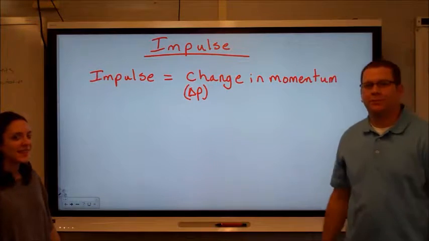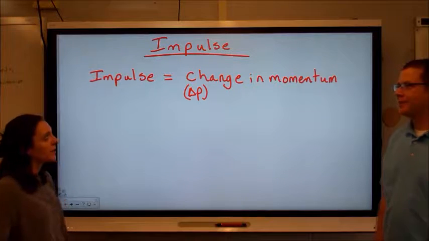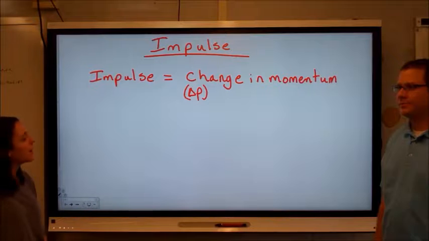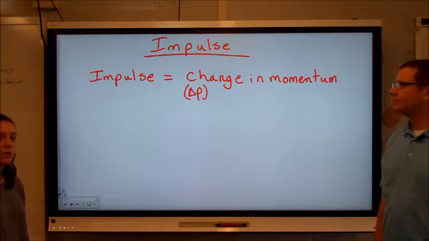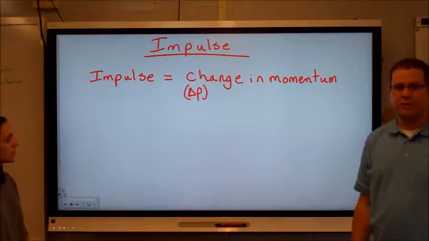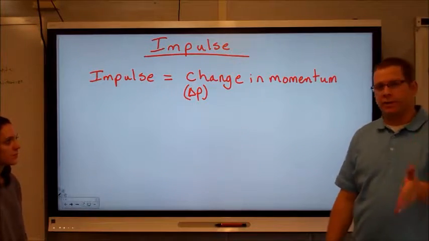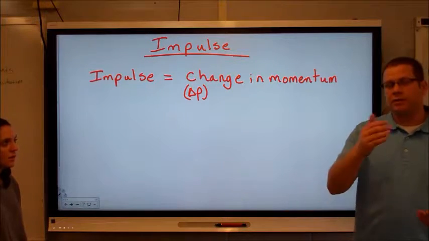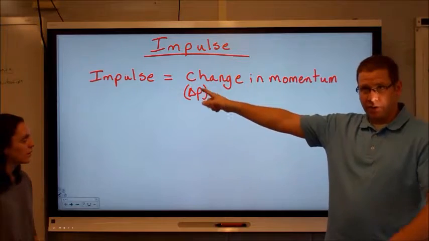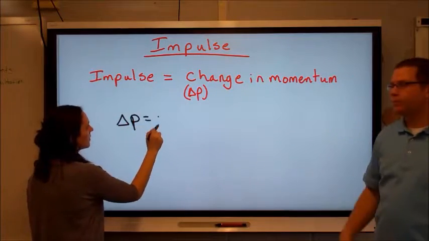Welcome back to physics. And now that we've spoken about momentum, we're going to move into talking about change in momentum, which does have a special word called impulse. So, definition for impulse: change in momentum, or in formula form it would be delta P. Remember, delta is a change, it's final minus initial. So this would be final momentum minus initial momentum.